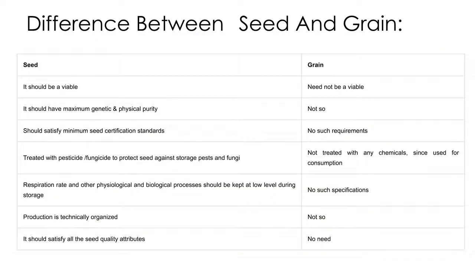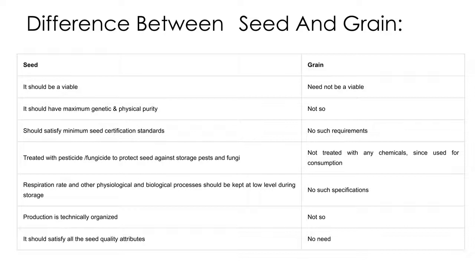Here I have given a difference between seed and grain. Seed is any entity; to call it a seed, it should be viable, but grain is not viable. Seed should have maximum genetic and physical purity, but it is not required in grain. Seed should satisfy minimum seed certification standards, but it is not required in grain.